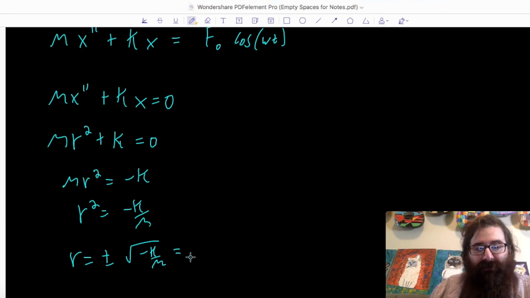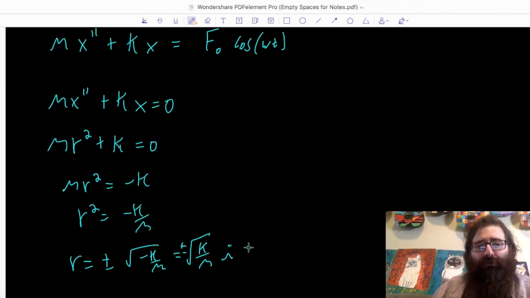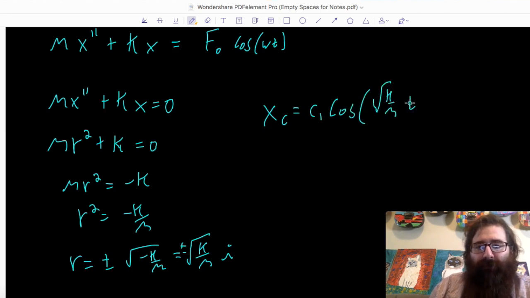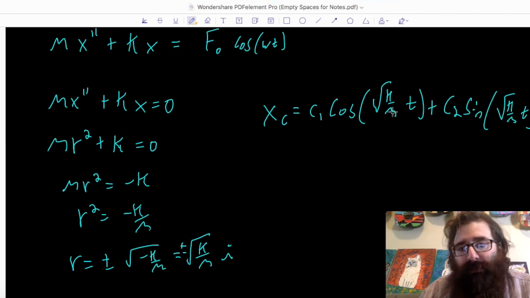So this is actually the same as radical k over m plus or minus radical k over m times i, which is going to build these sinusoidal solutions. So we would say the complementary solution then is some coefficient c sub 1 cosine of radical k over m t plus some c sub 2 sine of radical k over m t. But what if this frequency, radical k over m, happened to be equal to omega from my forcing function?